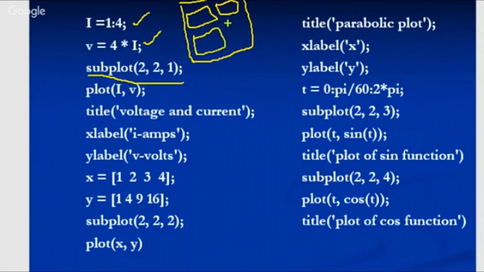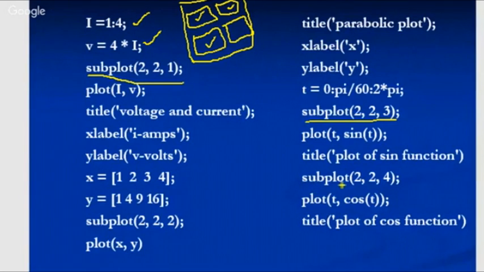So there are 4 plots like this. This, the 2, 2, 1, is the first one. For this plot I, V, you will give the title and X label, Y label. Next again X and Y plot 2, 2, 2. In the sense this one, 2, 2, 2. Then again 2, 2, 3. This one will be plotted. This is the subplot. And again you will give the plot command T, sine T, plot this.